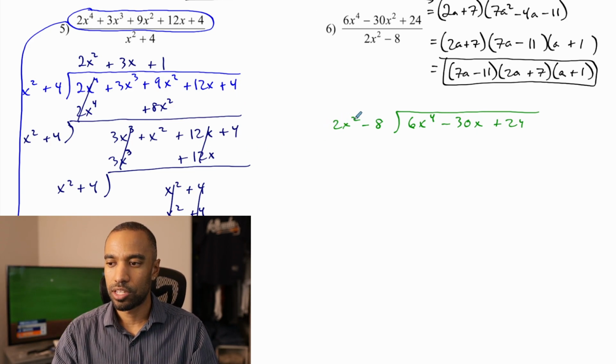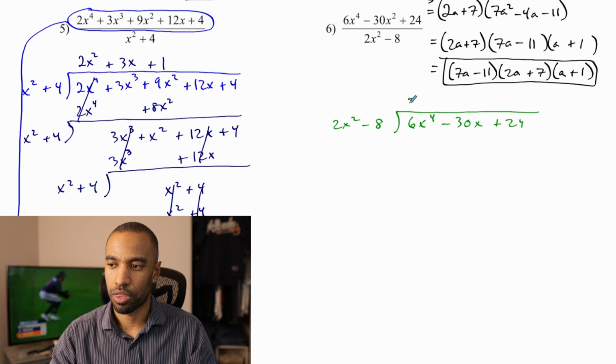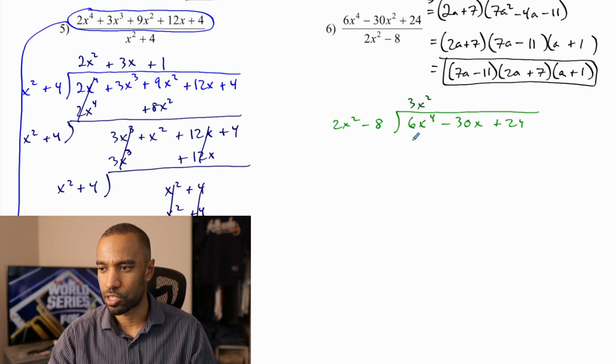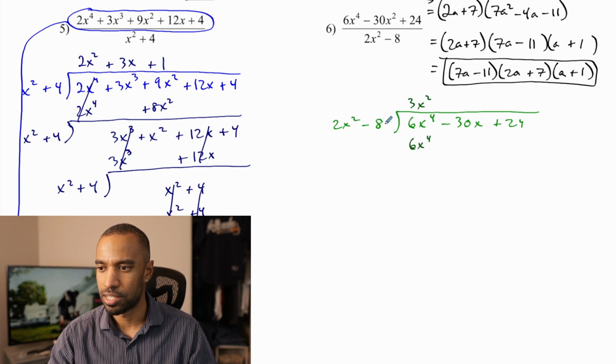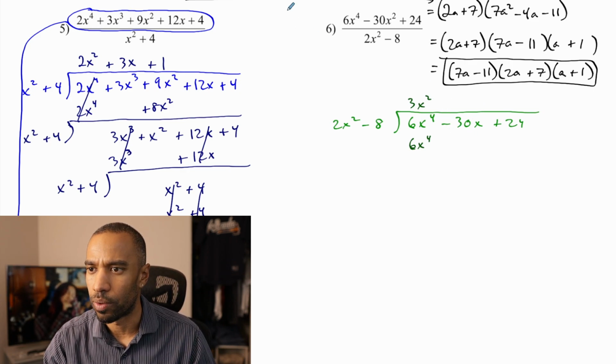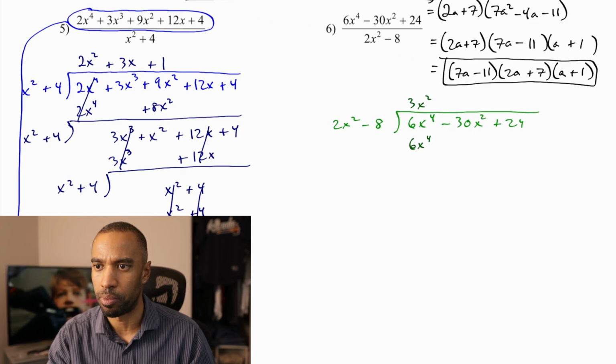All right, 2x squared goes in 6x to the fourth, 3x squared times. I don't think it's affected by this problem here. 2x squared times 3x squared should be that 6x to the fourth. Indeed it is. Negative 8 times 3x squared is negative... Oh, sorry, this is an x squared right here. I must have missed it with the undo button.